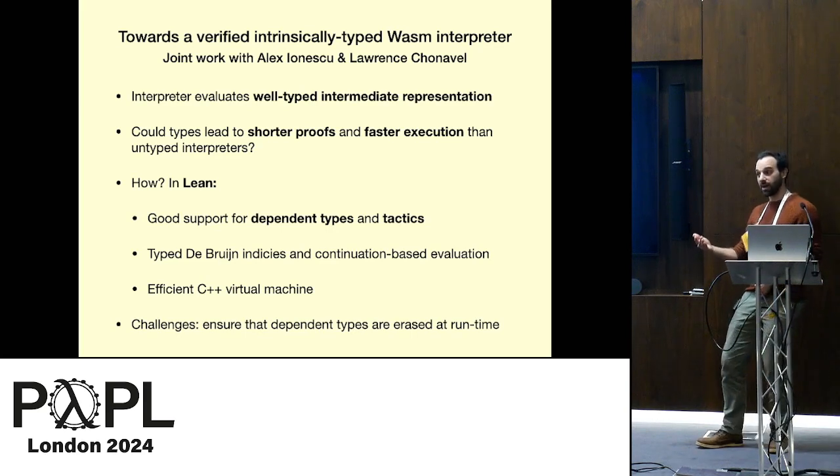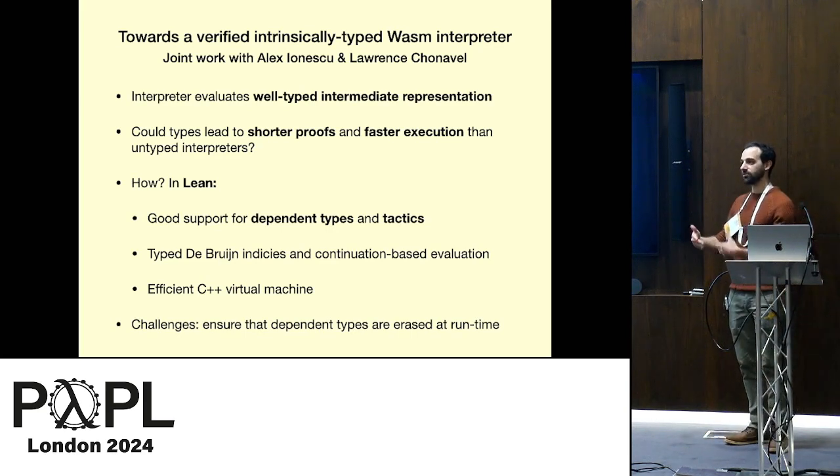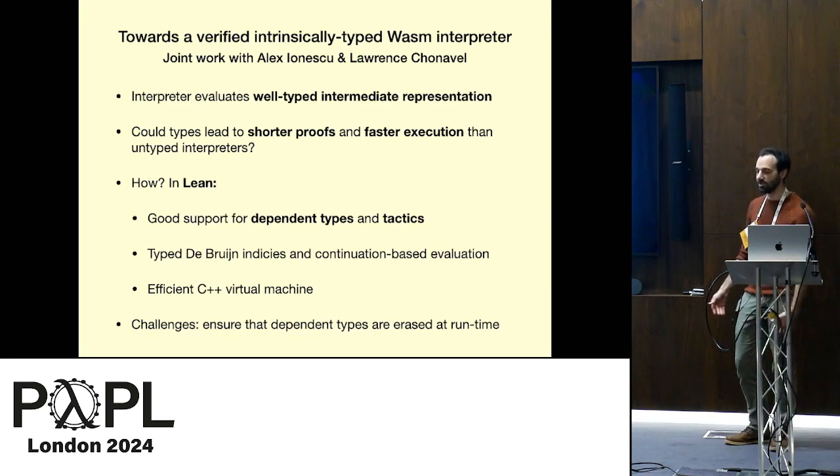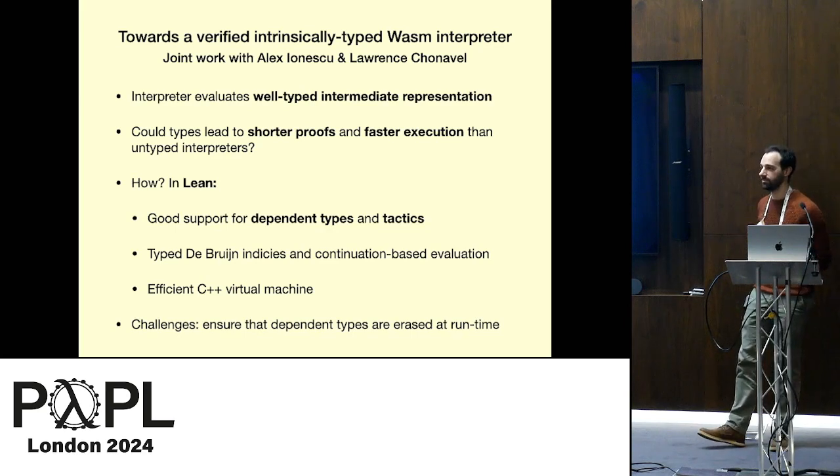One thing that would actually be cool to do, looking at GC types and whatnot, is to see if some of these optimizations that Binaryen performs, we could validate them and show that they're well typed with this type syntax.